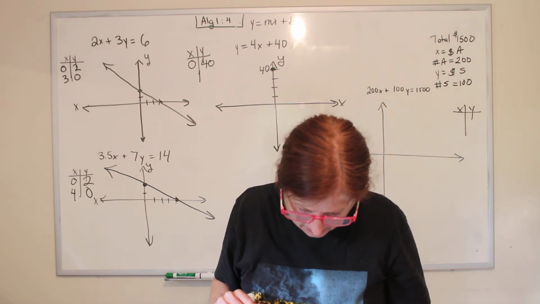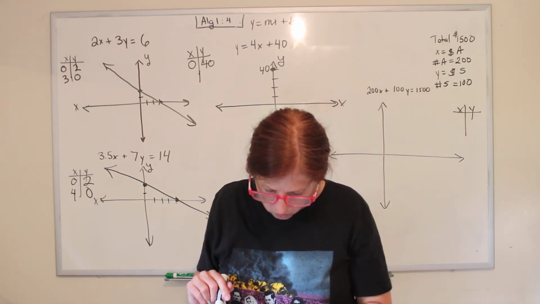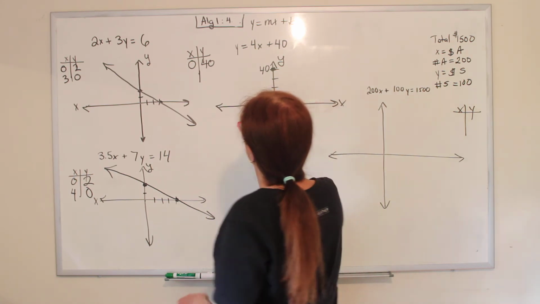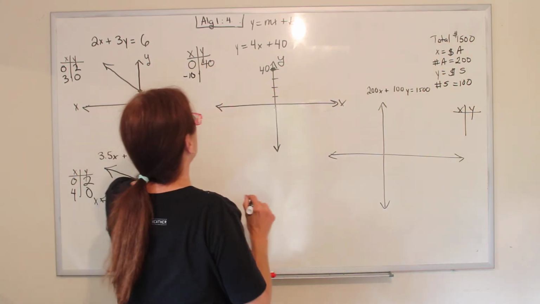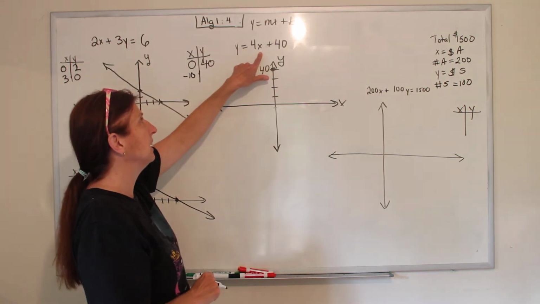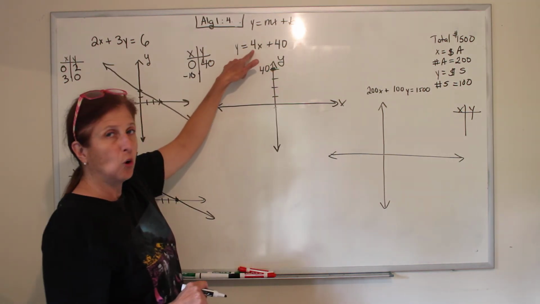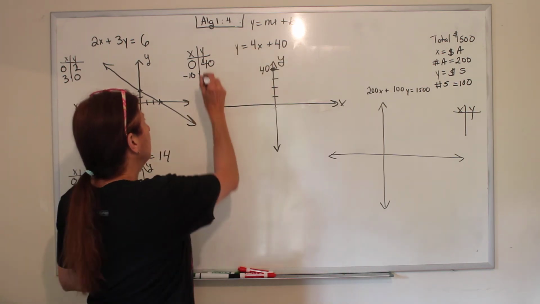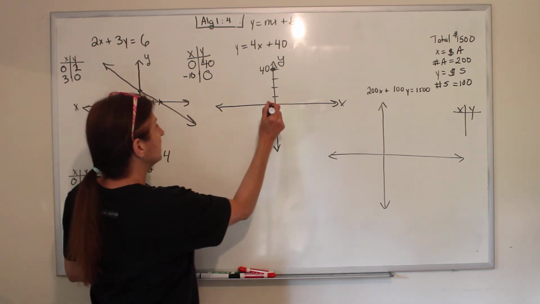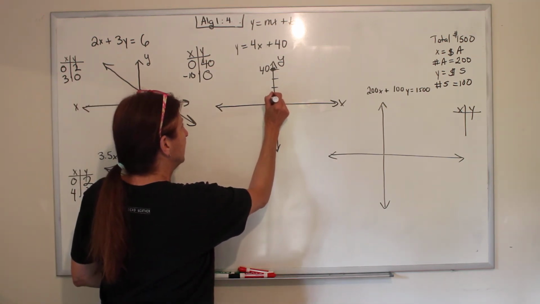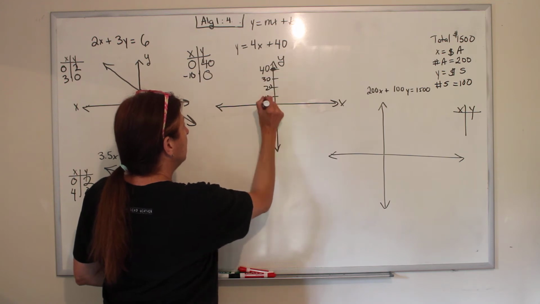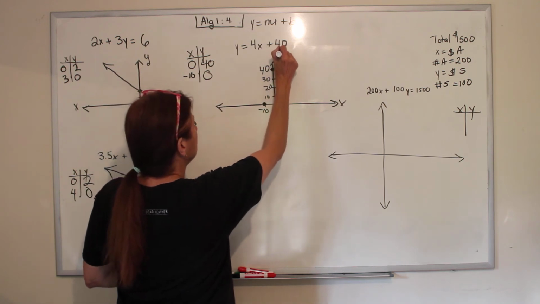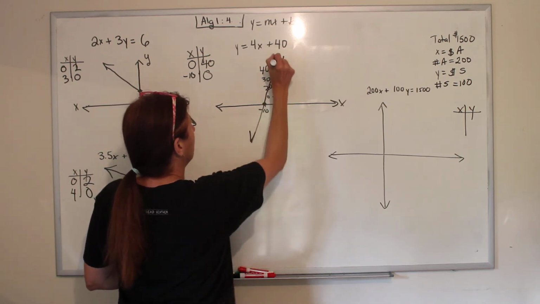Our other one is, they tried -10 for their other point, so we'll use that one. If x is -10, -10 times 4 is -40, and -40 plus 40 is 0. This was 10, 20, 30, so one square over here is -10. Those are my 2 points, and there's my line.